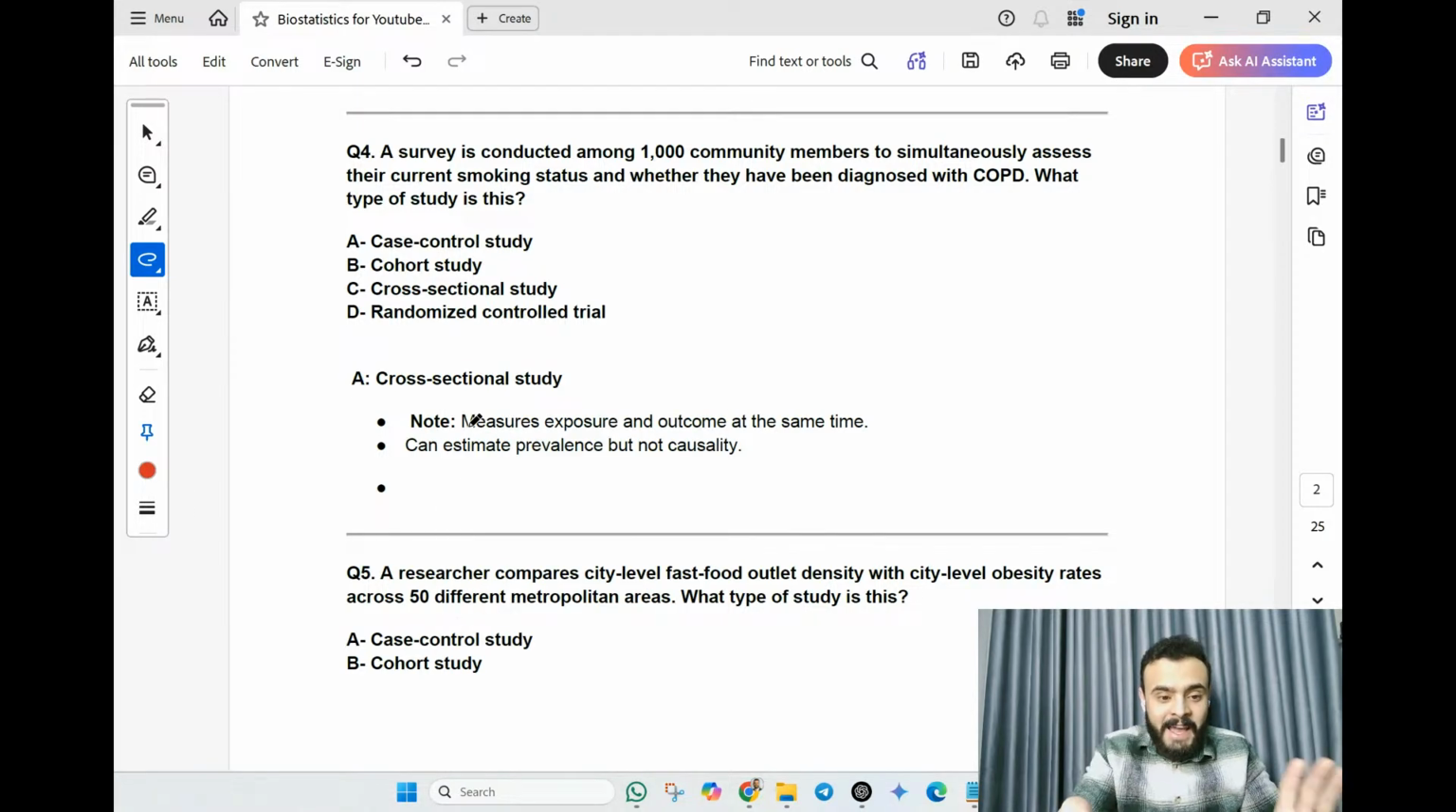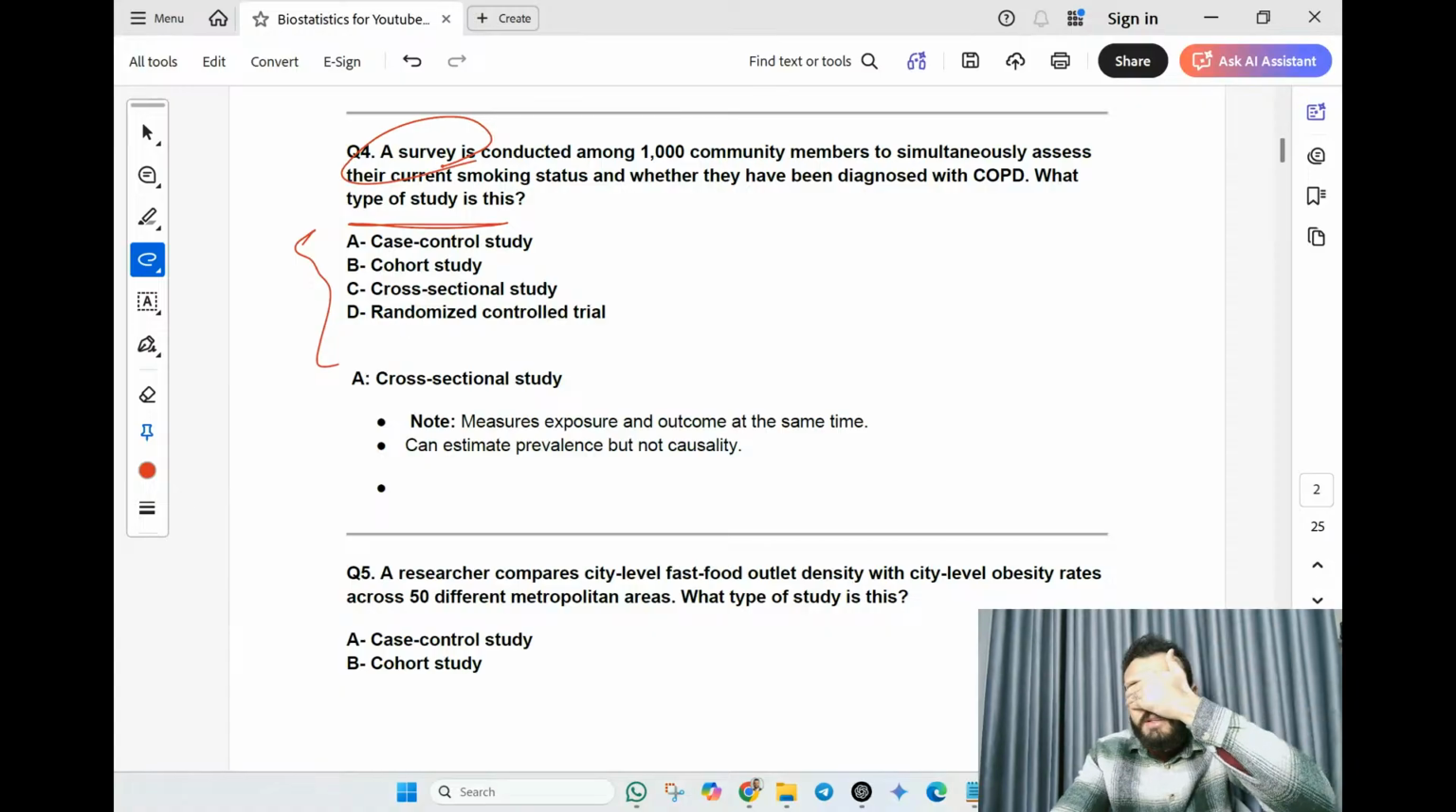Cross-sectional study. Guys, again, when you read the last line and you read the choices and you see that this is a study design question, then you read the question and you find this word survey, close your eyes and pick cross-sectional study. Why? Because this is the most common design used in surveys. Guys, in medical school, did you see that before?